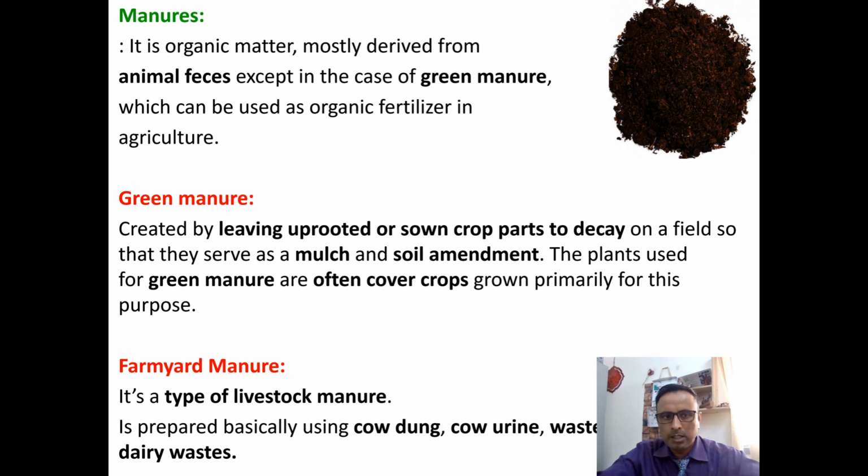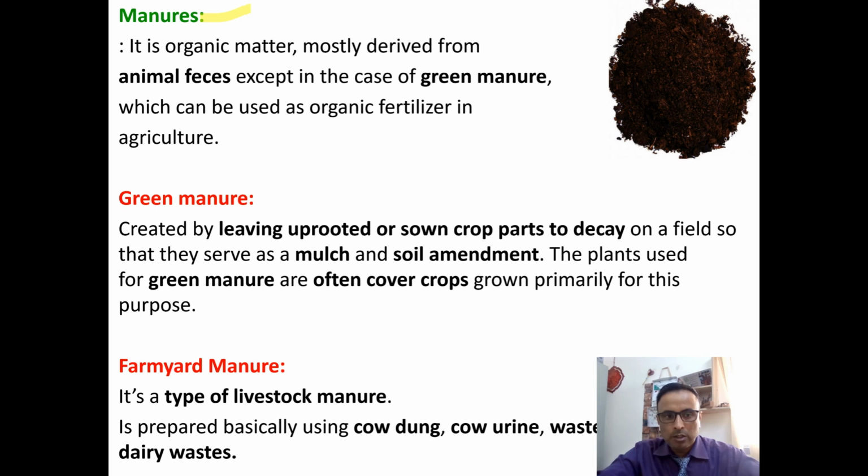So to start with, we all know what manure is. Basically, we use animal feces like cow dung, cow urine, with a mixture of straws, which can be used as a manure, right? But there are basically two different kinds of manures. One is generally farmyard manure, which is generated from livestock manure, from the cow dung, cow urine, and the other waste material of the dairy or the poultry, right? If it is completely decomposed in a systematic way, it can be added to the soil and it can work as a manure.